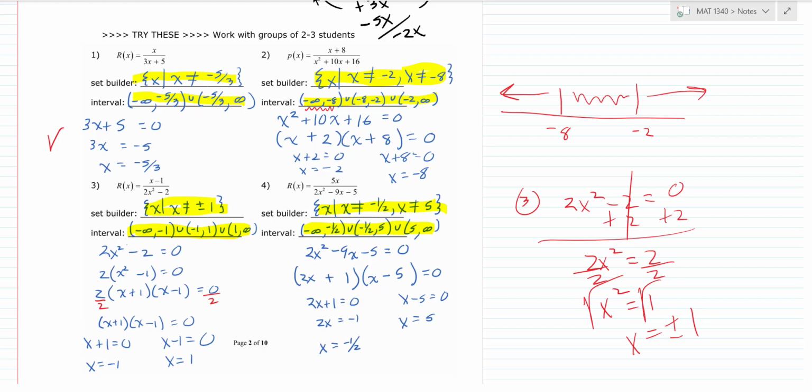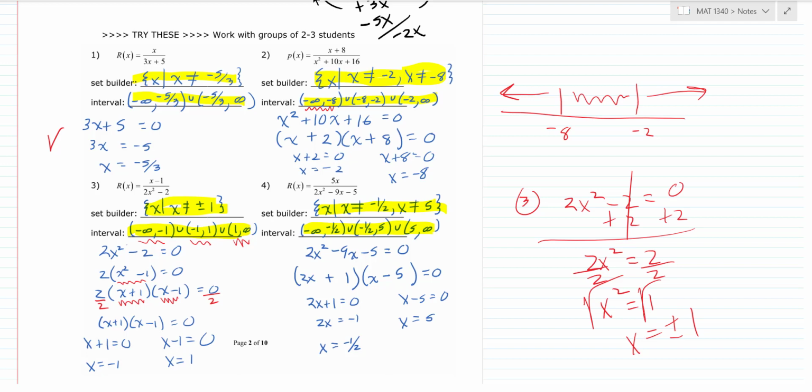What I did is I took a 2 out as a common factor, and then this is a difference of 2 squares, so I can factor x squared minus 1 as x plus 1, x minus 1. Either way you look at it, you're still going to get negative 1 and 1, so you can write set builder as x is not equal to plus minus 1, and then you can see how I did the interval notation is below negative 1, between negative 1 and 1, and then bigger than 1, like that, okay? So that's how that goes.